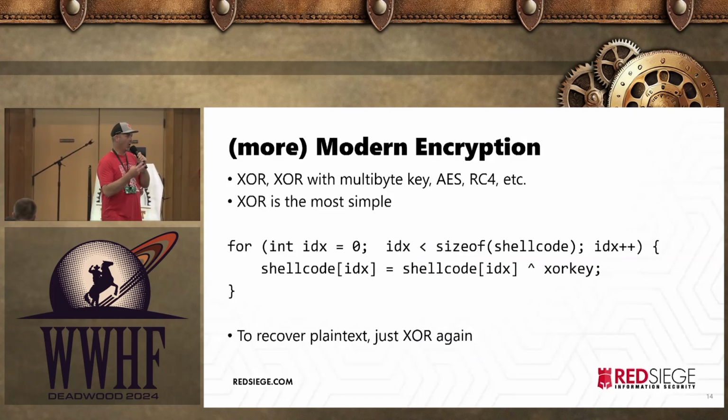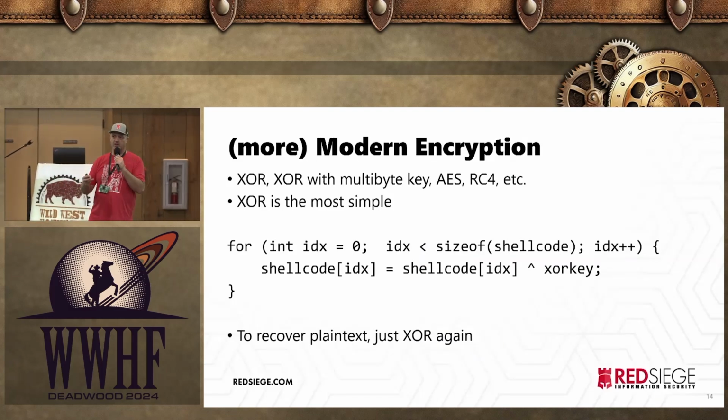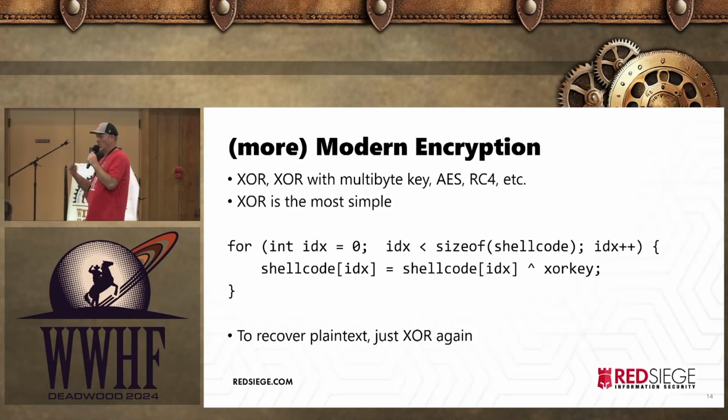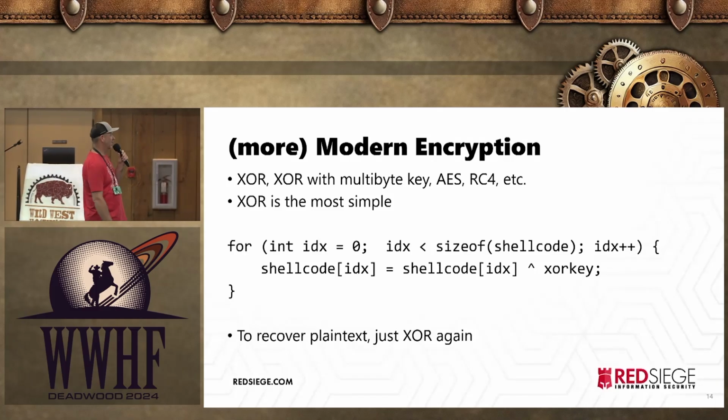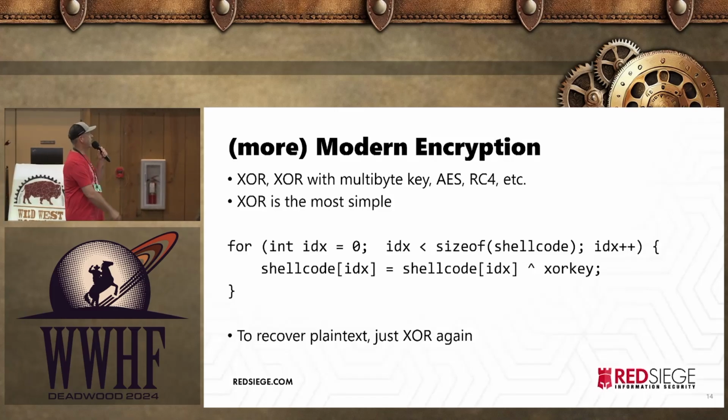We have things like XOR. I don't know how you want to pronounce it. I'm going to call it XOR. XOR with a multi-byte key, AES, ARC4, Blowfish. There's all kinds of encryption. We're going to look at a few. This is probably the most simple that you could do.